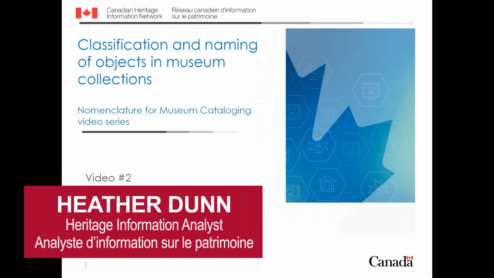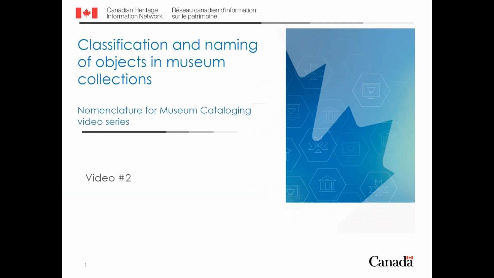This video will provide a basic introduction to classification and naming of objects in museum collections. It's the second video in the Nomenclature for Museum Cataloging series. We will explore questions such as what is a classification system, what are controlled vocabularies, and why and how should my museum use a classification system and controlled vocabulary.